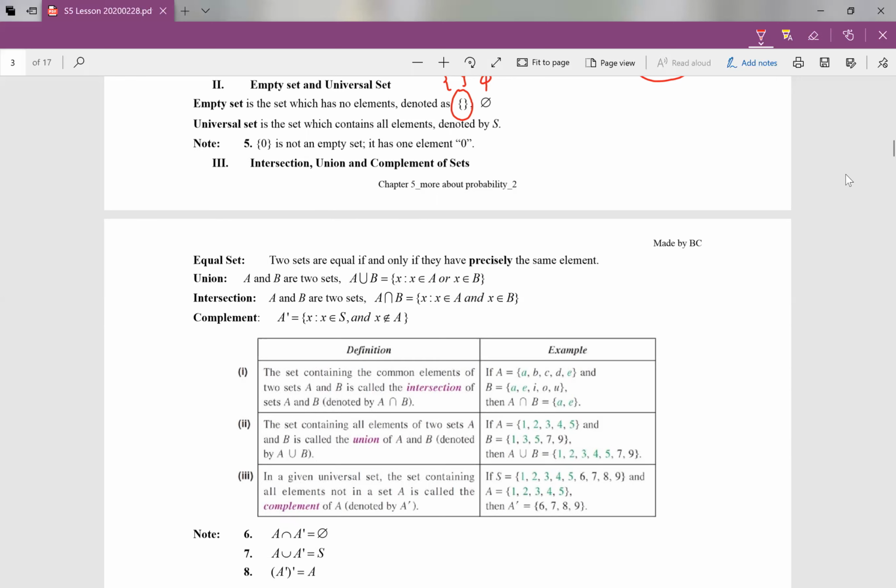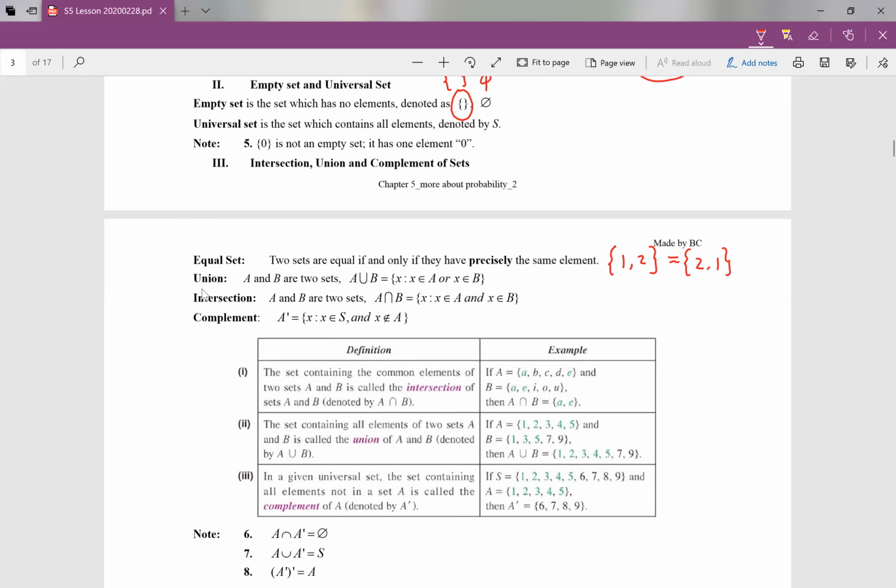For example, {1, 2} and {2, 1} are equal sets because they have the same elements. If one has more elements than the other one, or even just one more element, they are not equal. Well, they must be exactly the same.